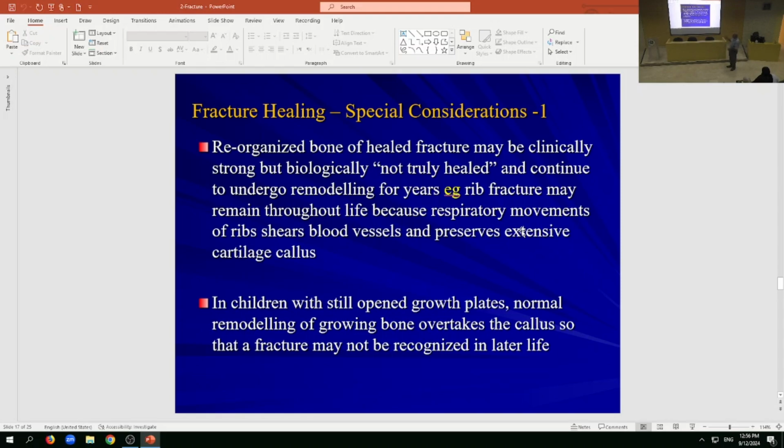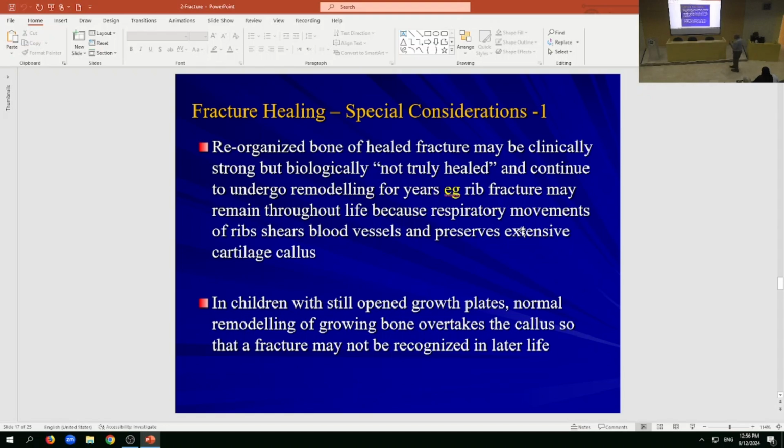There are reports of examining cadavers from ancient Egyptian history. When they discover their tombs, they take them for X-ray and see that some of them have a fractured rib which has not healed. This is the reason why, because of the shear movement of the rib.